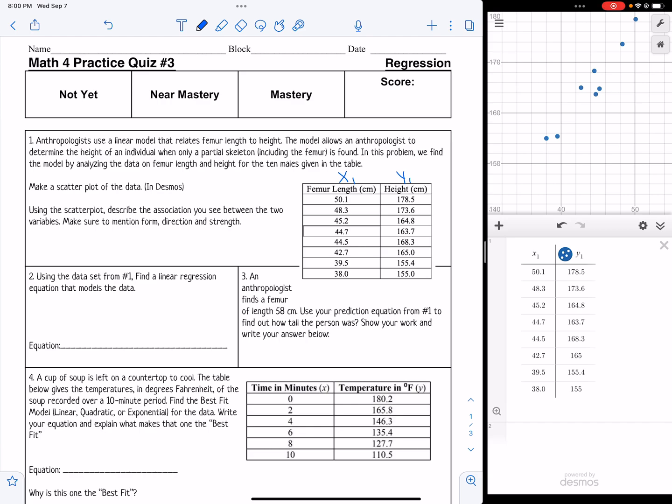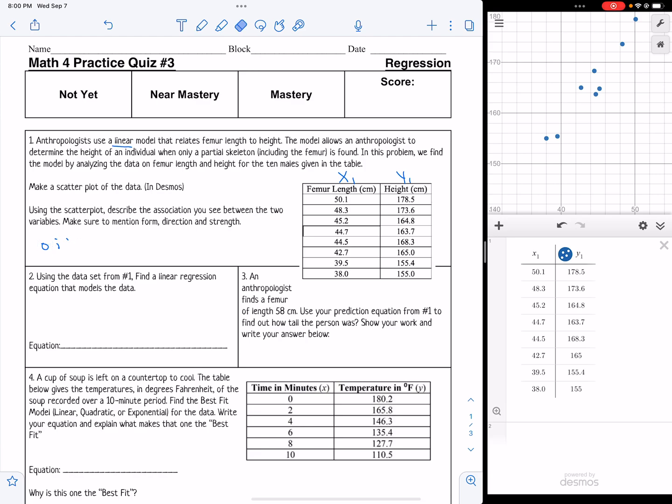So I can tell that this is a linear regression. It looks like a line would go through it, and they've said linear model, and they just want us to describe the strength, direction, and form. So linear, and it looks like it is a positive.